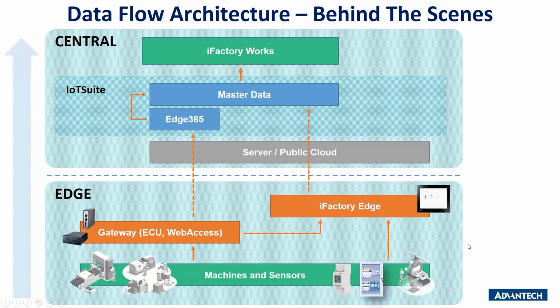So here we show some of the data flow architecture, which is behind the scenes. Of course, we have a machine and sensor, and we have the edge device like the gateway or the iFactory edge. All those will be uploaded to our application using our private server or the public cloud. And we're using the S365 and the master data to collect the information and upload to our central data hub, which our works.